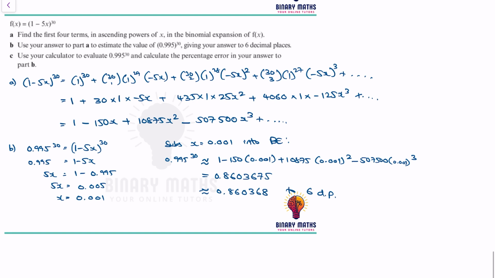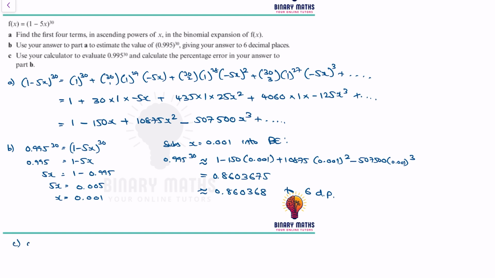Use your calculator to evaluate 0.995^30. So if I evaluate it, I get 0.995^30. In my calculator, I get 0.8603841919. So this is my actual answer.